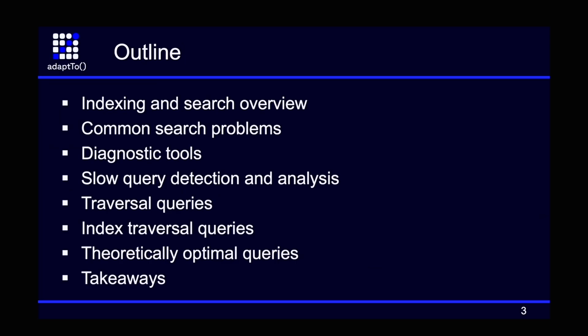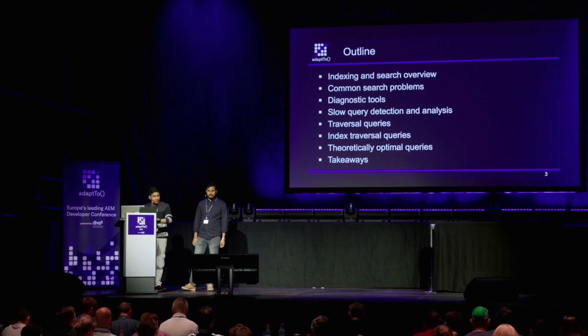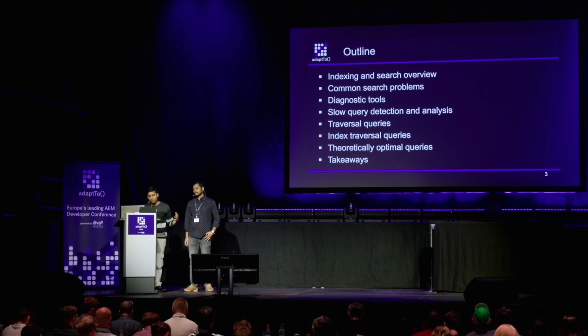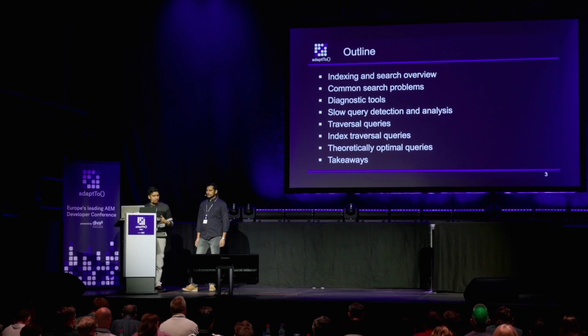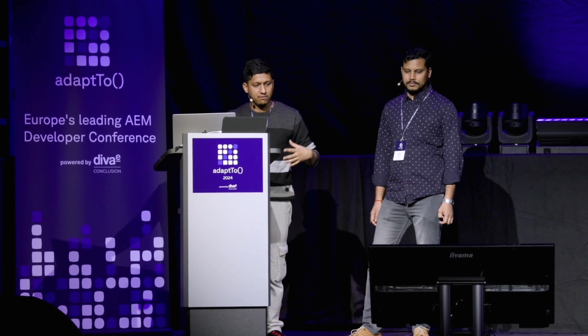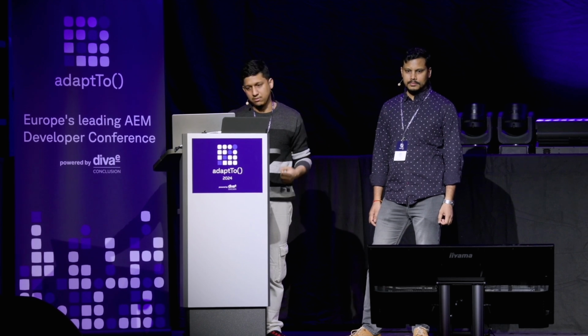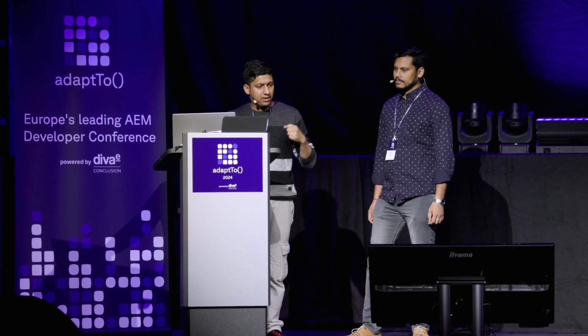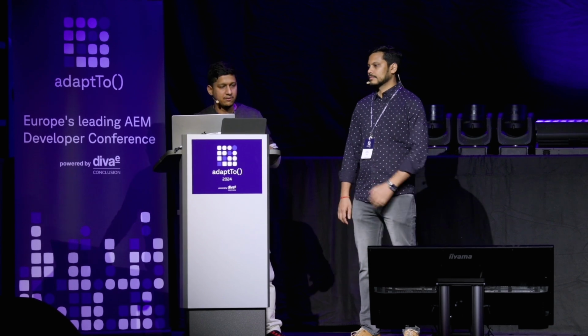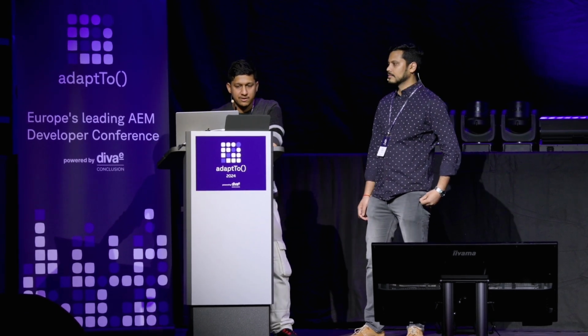So, let's begin. Here is a brief outline of today's talk. First, we'll start with some indexing and search overview. We'll talk about different types of indexing, with a special focus on the query engine. Then we'll talk about some common search problems. These we've curated from our experience while working on customer reported issues in the search area on AEM. Then we'll talk about some tooling inside and outside of AEM which can help you debug any issues around indexing.